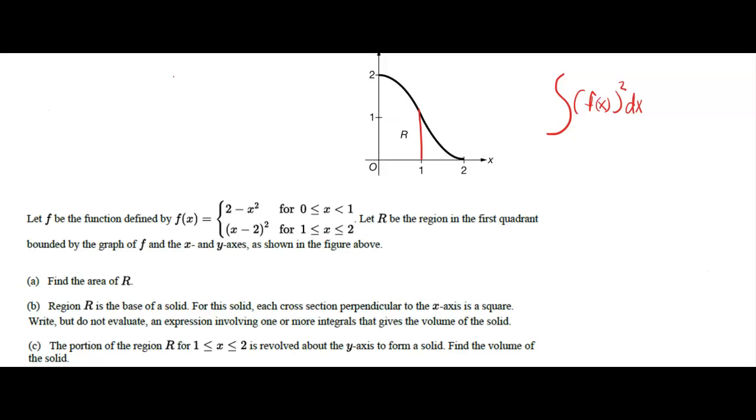Okay, and we're going from 0 to 2 still. It's still the same region there. Now, once again, because it's a piecewise, we're going to have to split it up. We're going from 0 to 1, and that is 2 minus x squared. And then for the second piece, from 1 to 2, we're doing x minus 1 squared. And in this case, we have to square our bases.